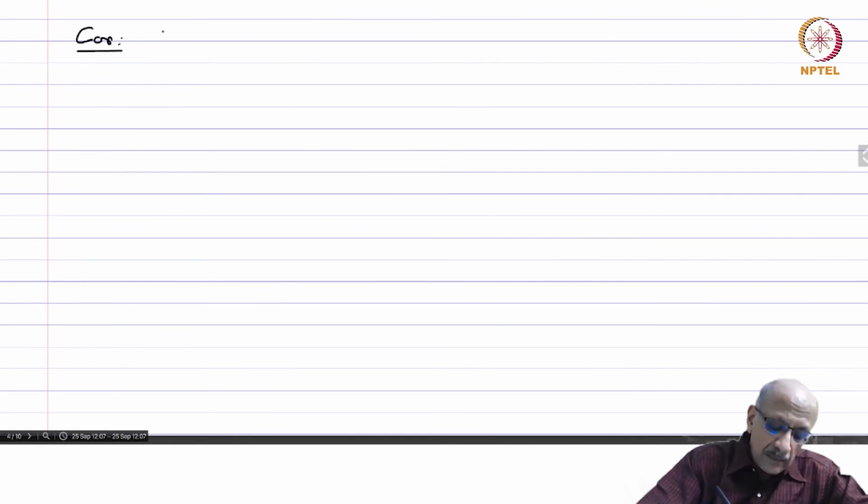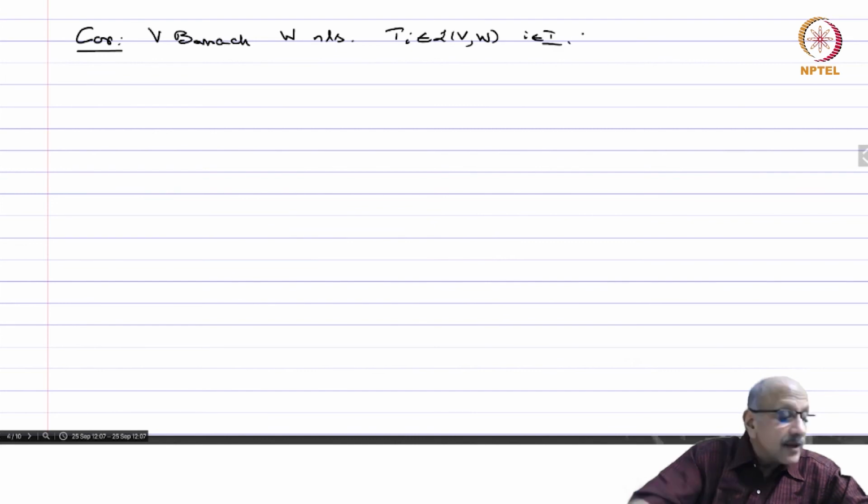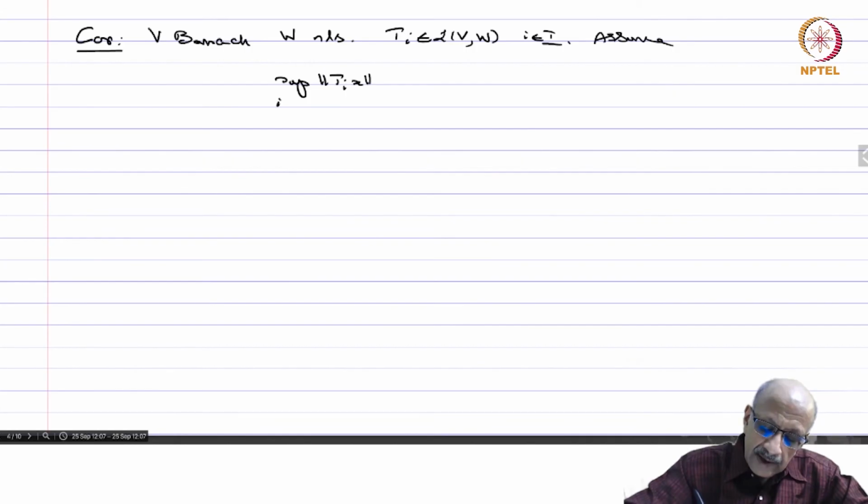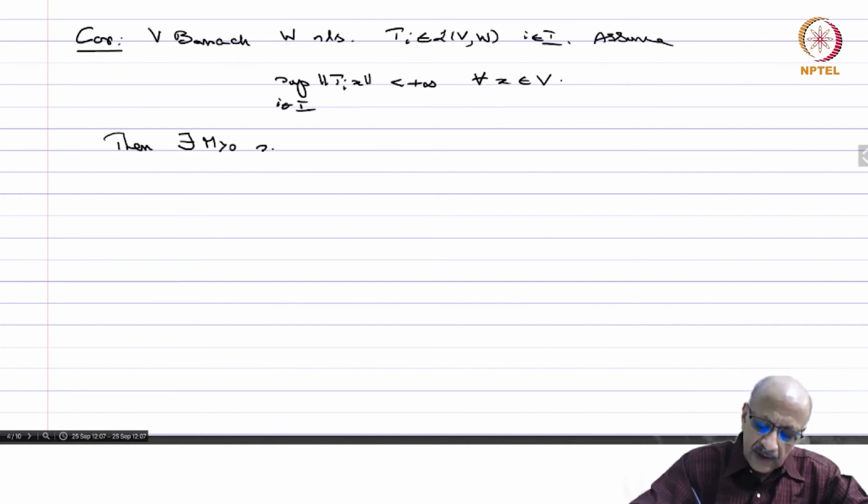Okay, so V Banach and W a normed linear space, T_i belongs to L(V,W), i in some indexing set I. Assume the supremum of norm T_i x, i in I, is strictly less than plus infinity for all x in V. Then there exists an M positive such that norm T_i is less than or equal to M for all i.